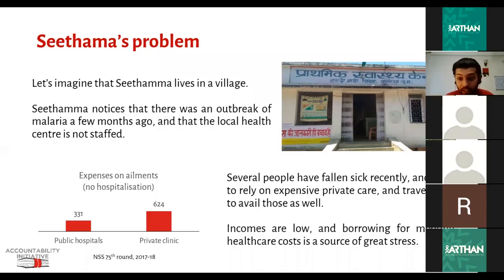Incomes are typically very low. And borrowing for meeting healthcare costs is a source of great stress. And this has really been bothering them. And they decide that they want to do something about it. At the same time, there is a local NGO working on children's health, which has also been alerted about this issue. And they've joined forces and they've joined the cause. And they all want to work together to try and make a plan to solve the problem.